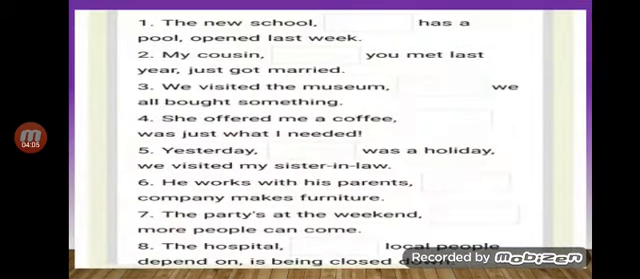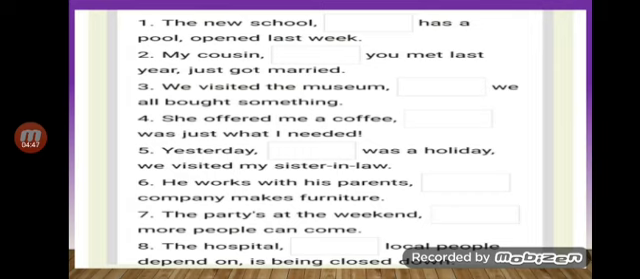Now these are some examples, and I'm going to do the answers with you, but you have to do it yourself when you see the PowerPoint alone. The new school, what is it? Has a pool, opened last week. It means the new school opened last week. Since you are using school, what are you going to say? The new school.